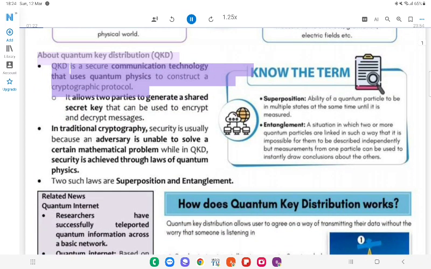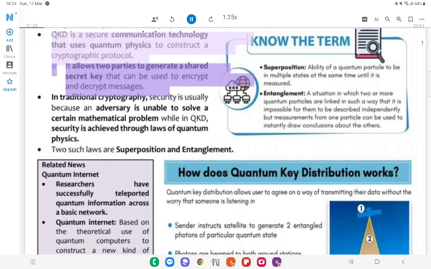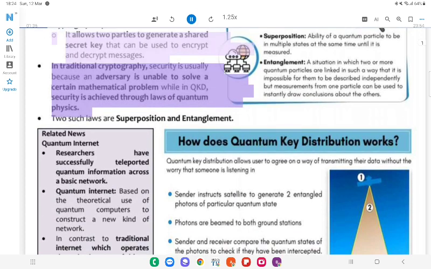QKD is a secure communication technology that uses quantum physics to construct a cryptographic protocol. It allows two parties to generate a shared secret key that can be used to encrypt and decrypt messages. In traditional cryptography, security is usually because an adversary is unable to solve a certain mathematical problem, while in QKD, security is achieved through laws of quantum physics.